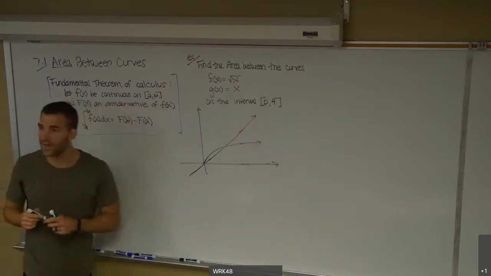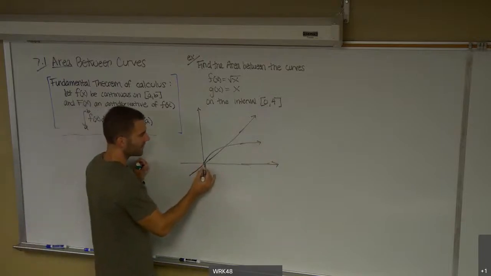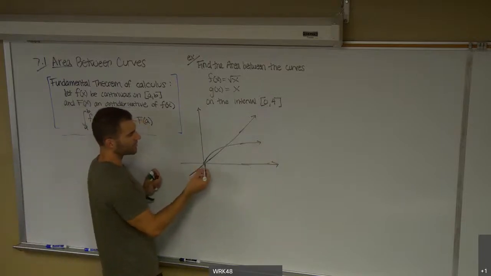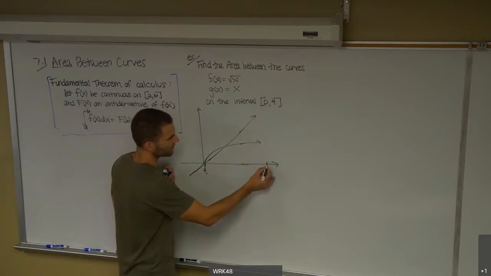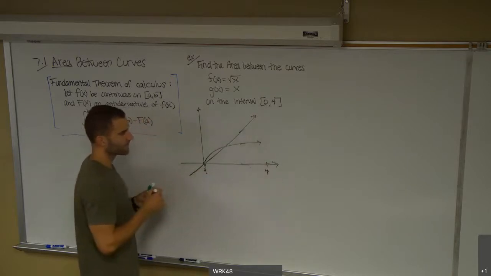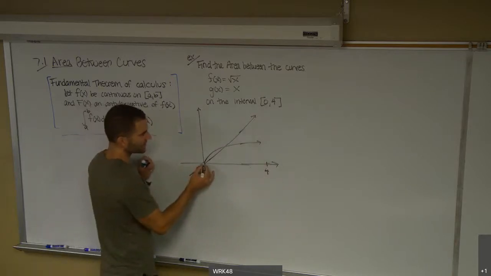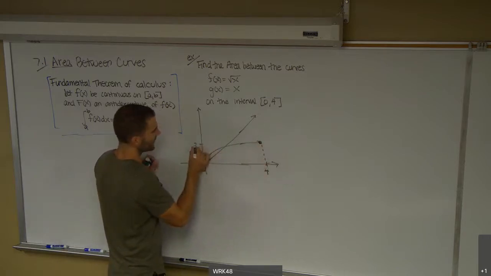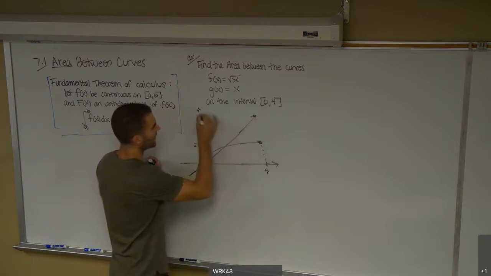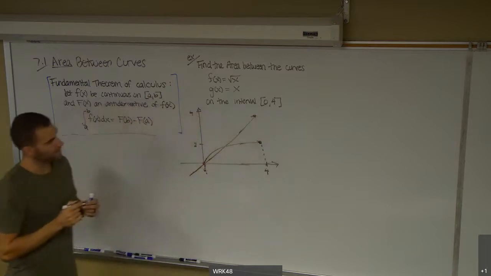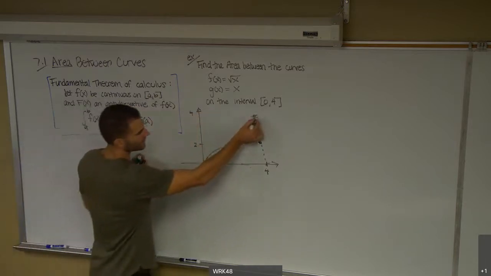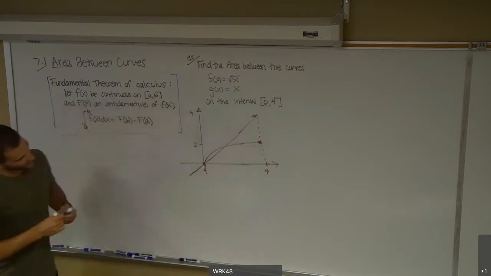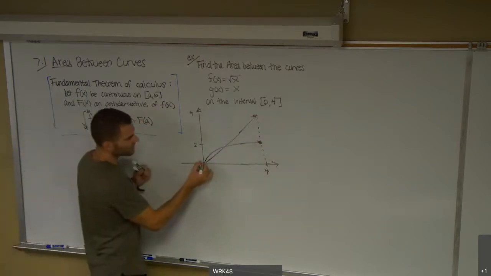And here we're told to find the area between these curves on the interval 0 to 4. Now let's look at 0. Both curves are 0. At 4, the square root graph is at the y value 2. At 4, the y equals x graph is, of course, at 4. And so we have a region shaded by these two curves or bounded between them.